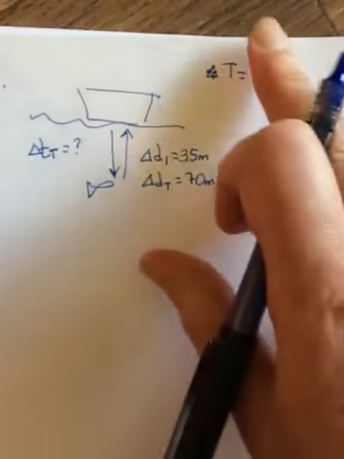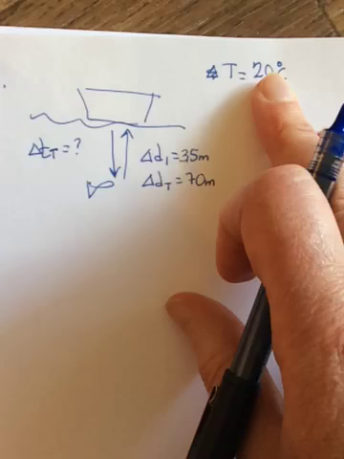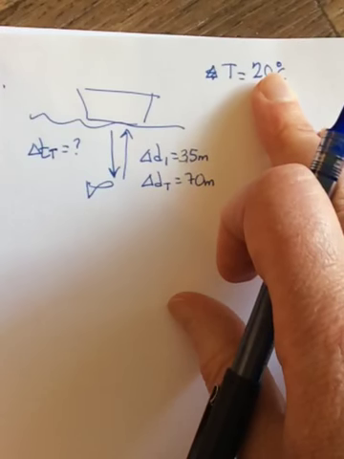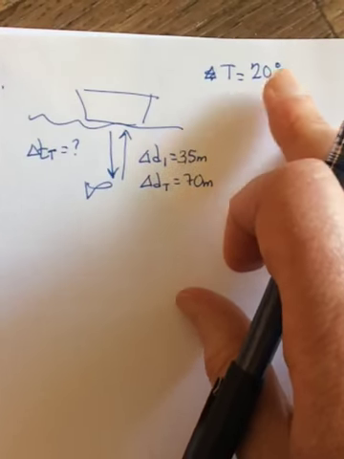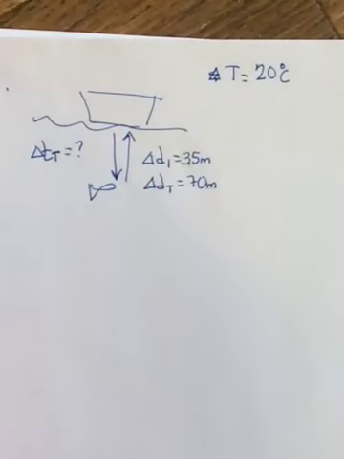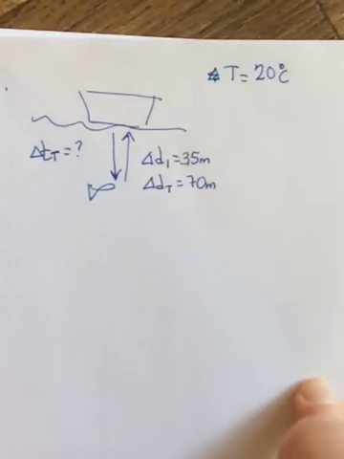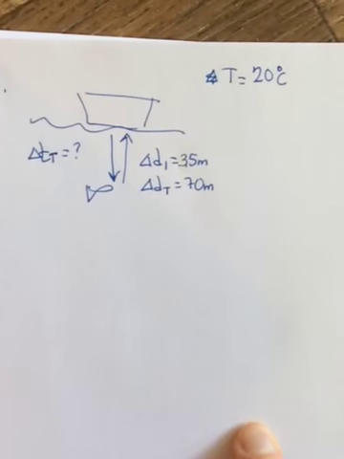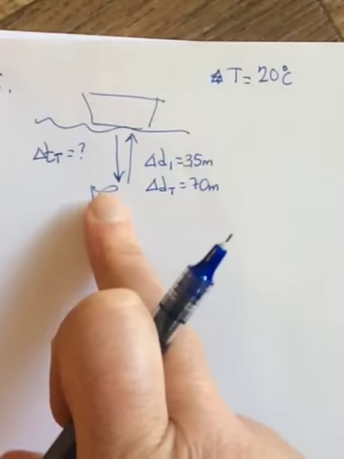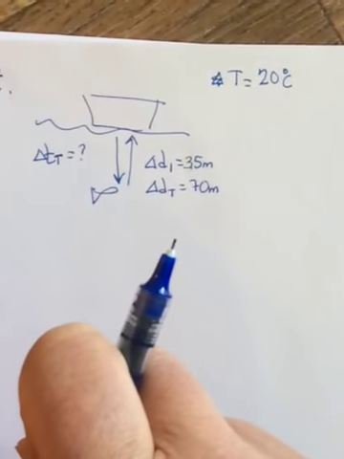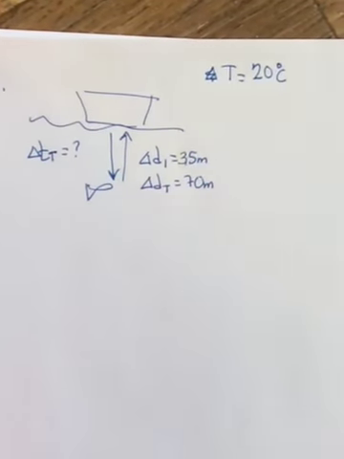And some of you would have probably tried to use 331 plus 0.59 meters per second per degree Celsius times this 20 degrees, because you saw a temperature and that equation has a temperature in it. But that equation is for the speed of sound in air. Last time I checked, the little fishies don't live in air. Okay? They are in a lake.